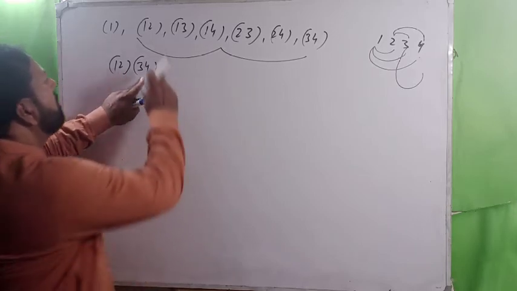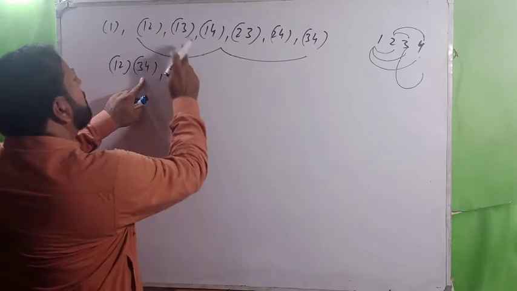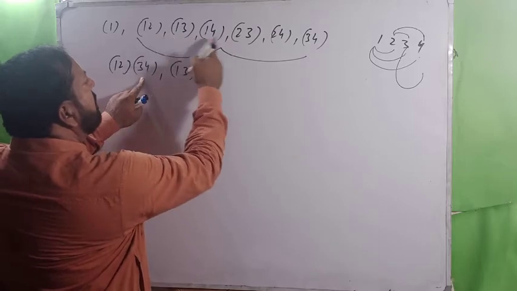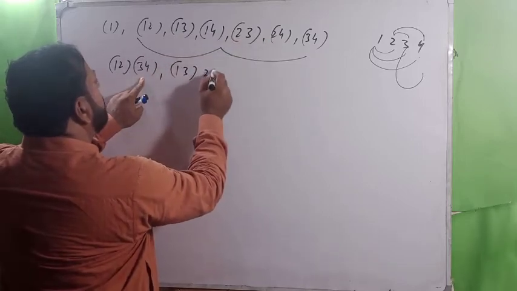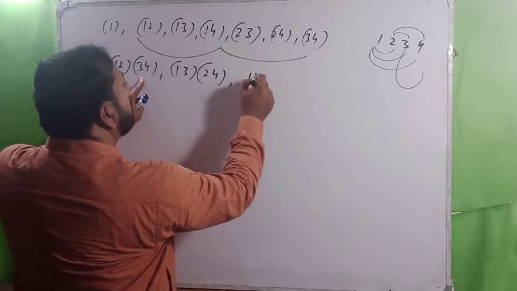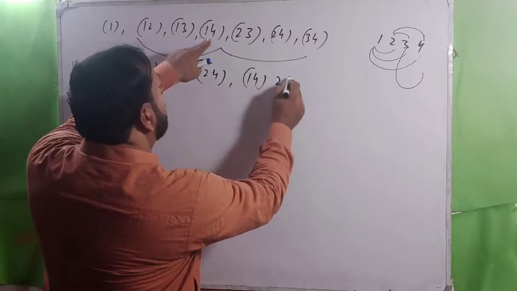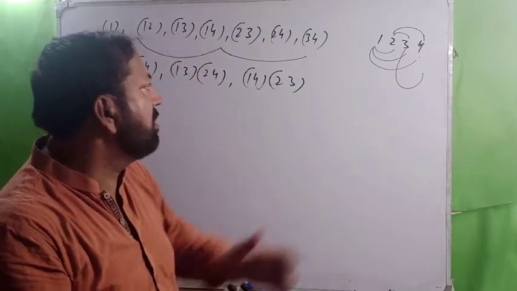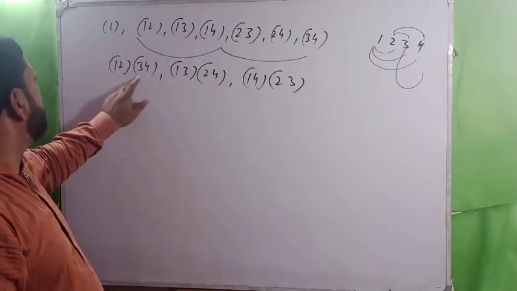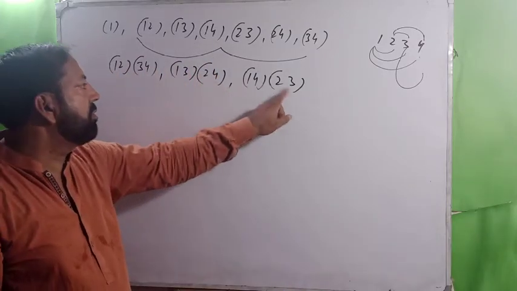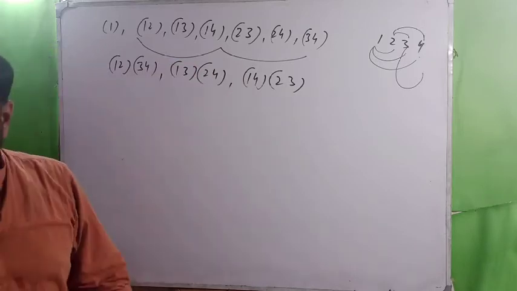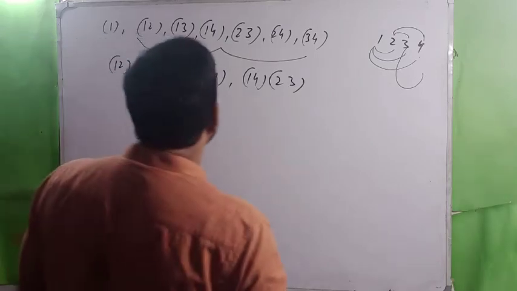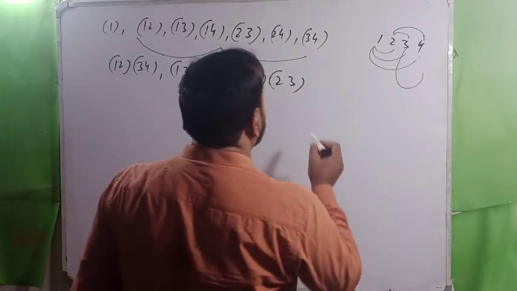Then you see (1 3). If you take (1 3), then the disjoint one is (2 4). If you take (1 4), you have (2 3), because if they are disjoint, then their union is the entire set 1, 2, 3, 4. So these are the 3 elements, right? Okay. Then you can write the elements of cycle type 3.